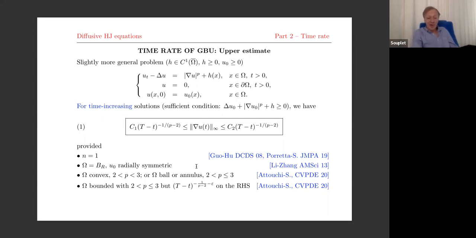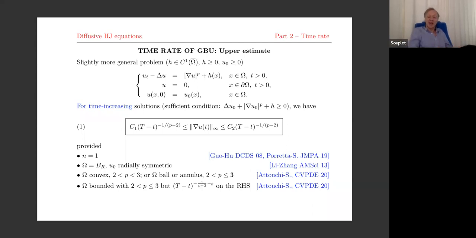At this point, all the results of this kind for time increasing solutions require p at most 3. This is in our recent paper with Amal Attouchi. So sufficient conditions are omega convex, p less than 3, or maybe including 3 if it's a ball or an annulus, of course without symmetry restriction, otherwise it's covered by the previous result. And now if you take any domain, not necessarily convex, and p is at most 3, then the upper estimate is still true up to an epsilon. Probably it's technical, but the real restriction seems to be p equals 3.